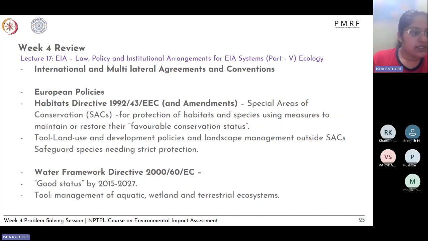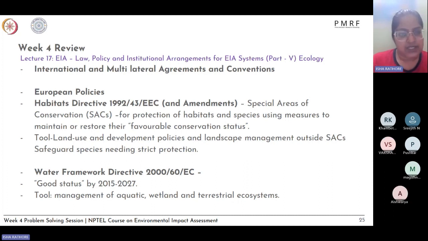Then again, in European policies, we also have the Habitats Directive of 1992 and further amendments. It looks at special areas of conservation, or SACs, for protection of habitats and species, using measures to maintain or restore their favorable conservation status. And it uses tools for land use and development policies and landscape management outside the special areas of conservation to safeguard species needing strict protection.